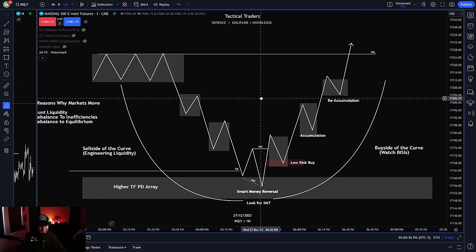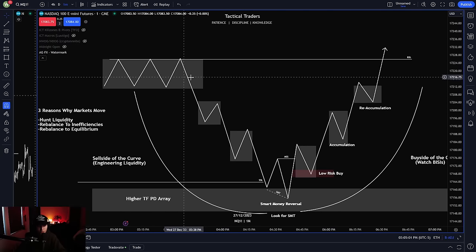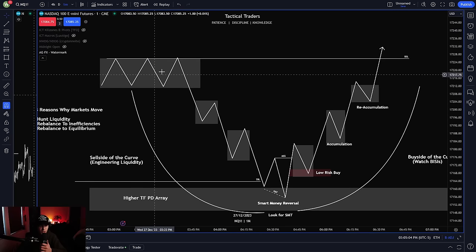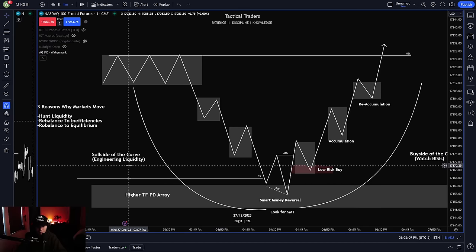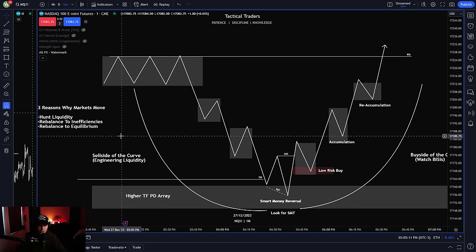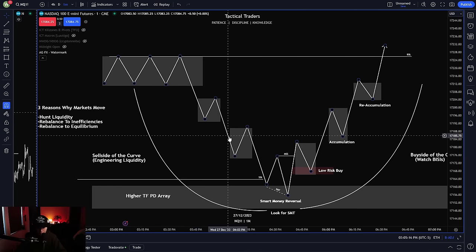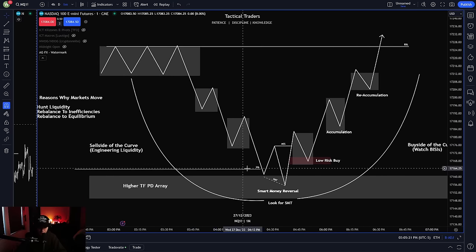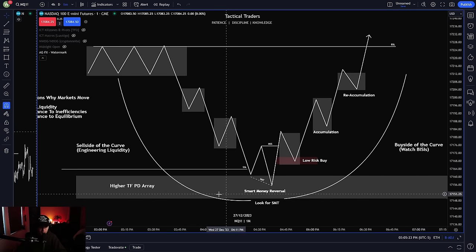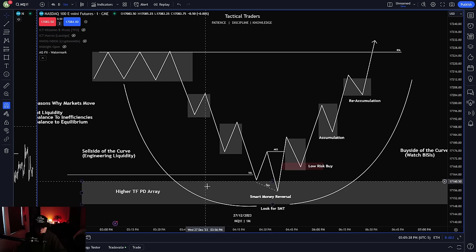So what we're looking at here is a market maker buy model. You can see on the left here, this is what we would call the original consolidation. The original consolidation ends up starting here before we slowly start to sell off, which becomes the sell side of the curve, where liquidity starts to be engineered. We slowly sell off before putting in a swing high, before making one more low, swing high, and finally taking out a form of sell side here and bouncing into a higher time frame PD array. So that is very important. We're coming down to sweep sell side. We're coming down to bounce off the higher time frame PD array.